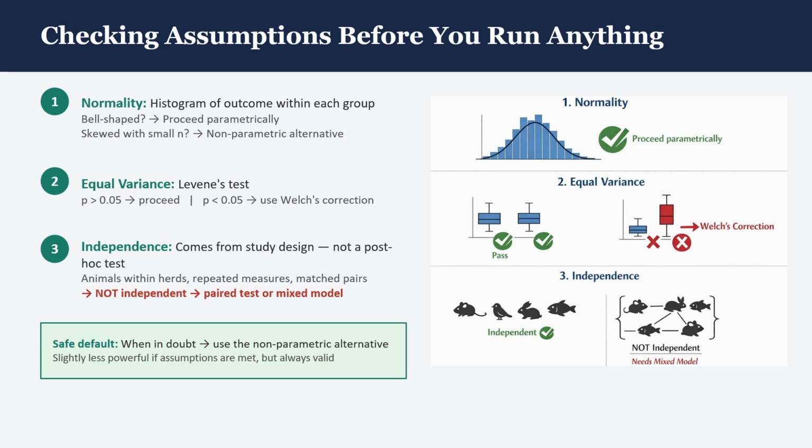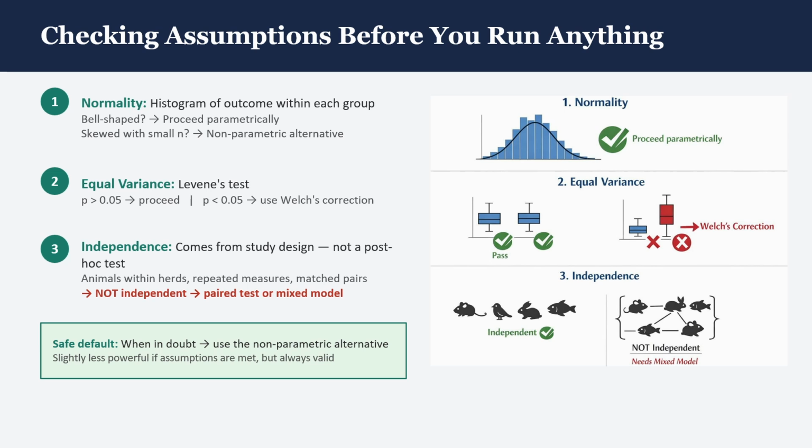Equal variance, run Levene's test. A significant result means variances clearly differ between groups. Switch to Welch's t-test. Most modern software defaults to Welch's now, so check your output to confirm.